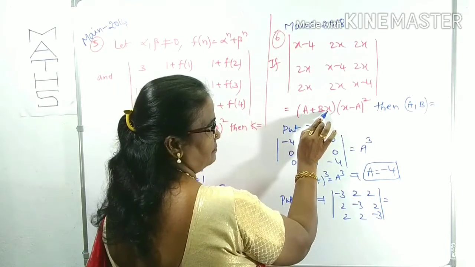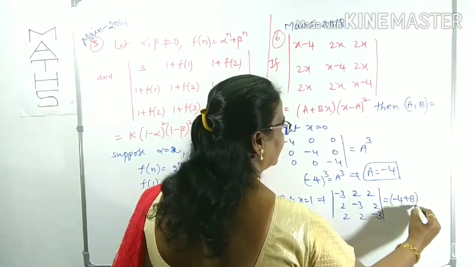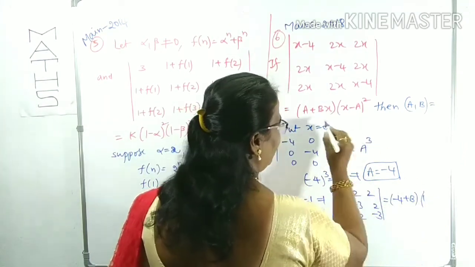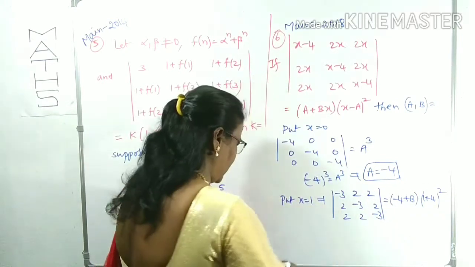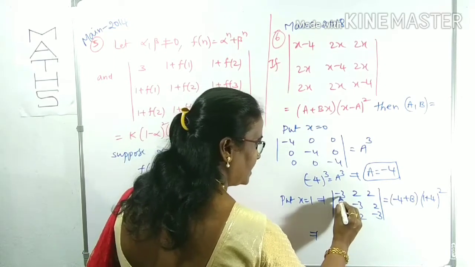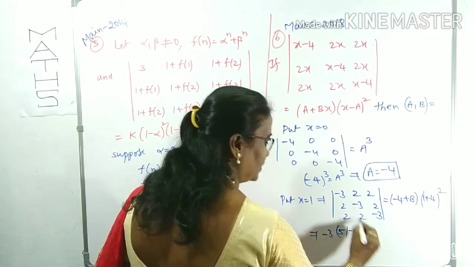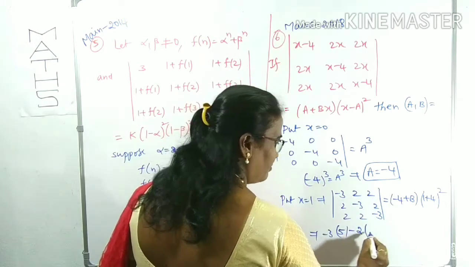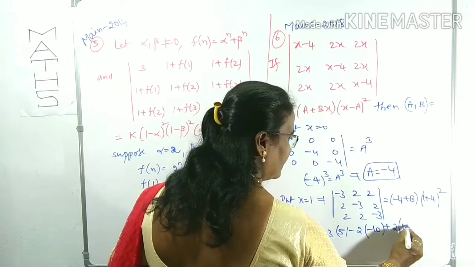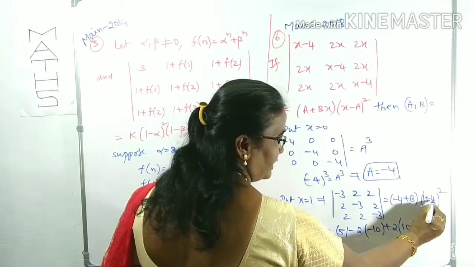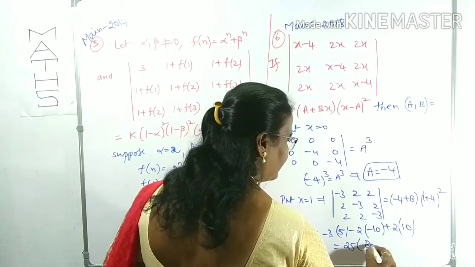a plus b, x is 1, a plus b. a we already got as minus 4. Minus 4 plus b, into x is 1 minus of minus 4 plus 4 whole squared. Therefore, by this expansion we can find out that value. Minus 3 into 9 minus 4, 5, with minus 2 into minus 6 minus 4, minus 10, with plus 2 into 4 plus 6, 10, is equal to the right side. Here 1 plus 4 whole squared is 5 squared, which is 25. 25 with b minus 4.